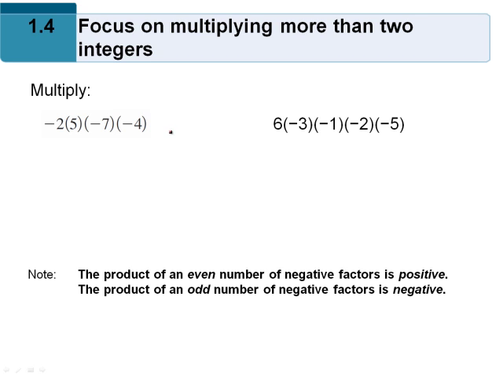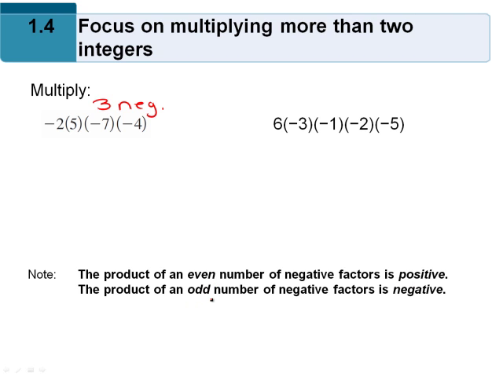Now let's look at what happens when we have more than just two numbers being multiplied. You can work straight through these problems. You could say -2 times 5 gets negative 10, times a negative 7 would be positive, times a negative 4. It just gets very confusing. There's a shortcut way to get the answers here. Go through the problem and count how many negative factors you have. Well, we have negative 2 times positive 5 times negative 7 times negative 4. So we have 3 negative factors. Now look at the rules down below. It says the product of an even number of negative factors is positive.